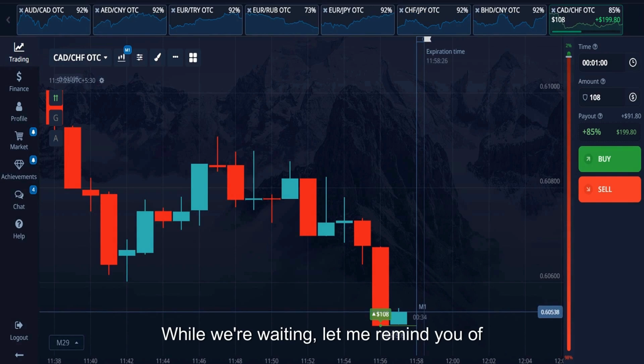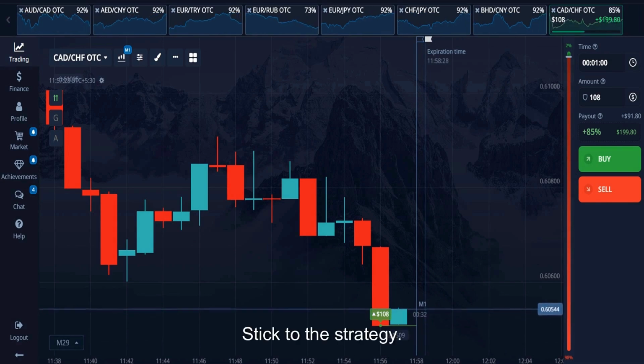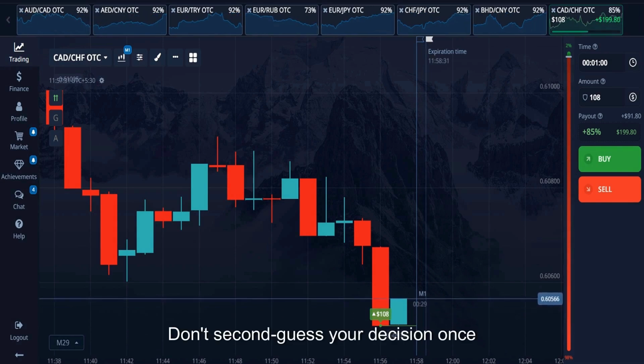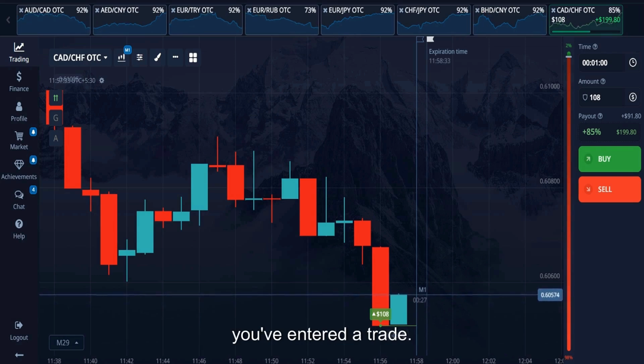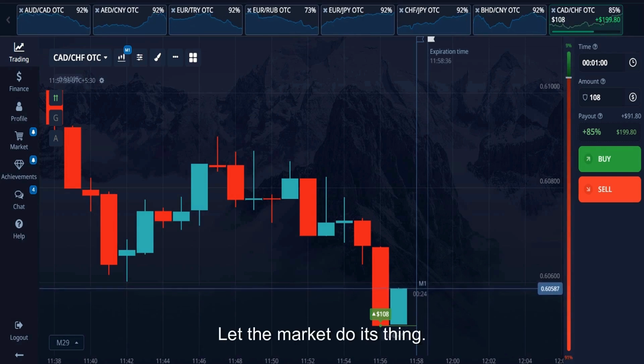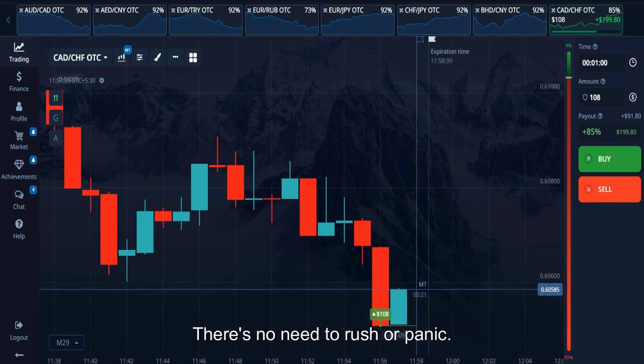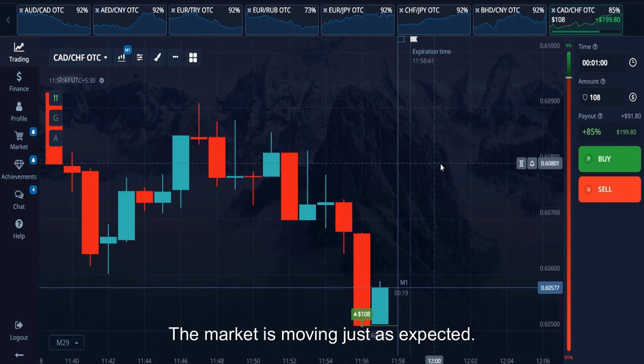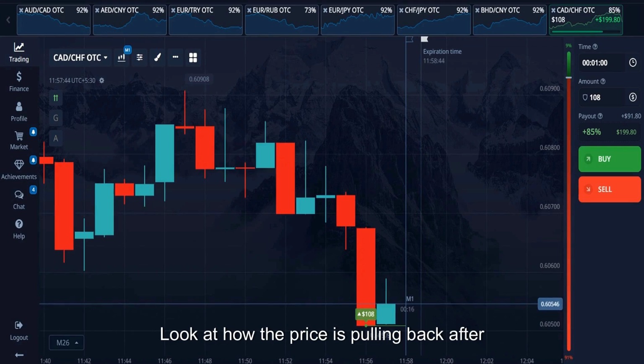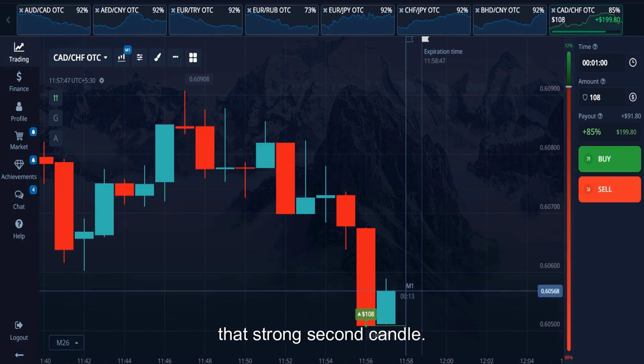While we're waiting, let me remind you of an important principle. Stick to the strategy. Don't second-guess your decision once you've entered a trade. Be patient. Let the market do its thing. There's no need to rush or panic. The market is moving just as expected. Look at how the price is pulling back after that strong second candle.